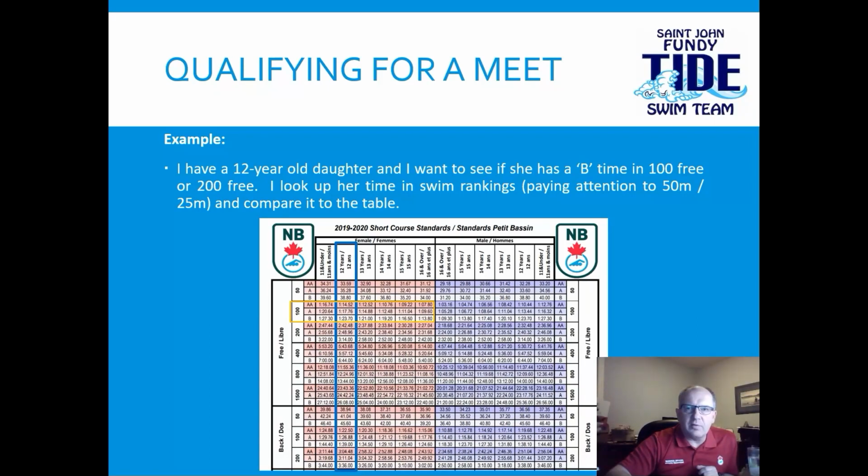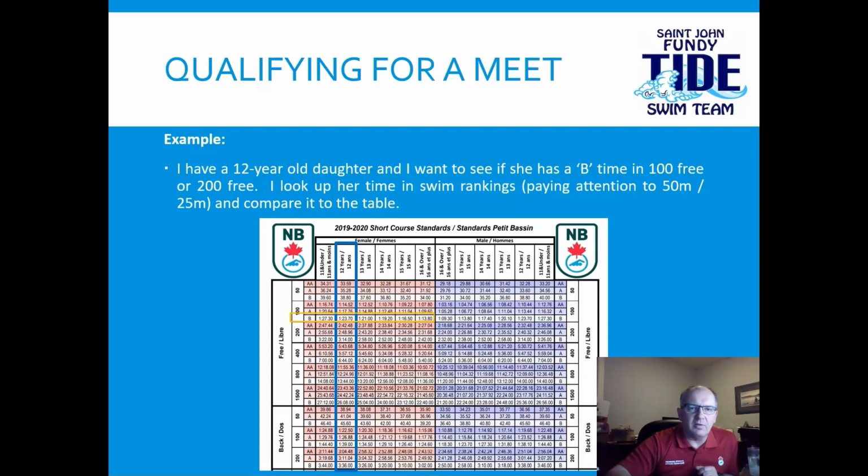And then it's the 100 free that I'm interested in. So there's the 100 free here. You can see the stroke is here, free and back. The 100 free is there. And then I want to know if she has a B time. So within the B time, I look at that row.